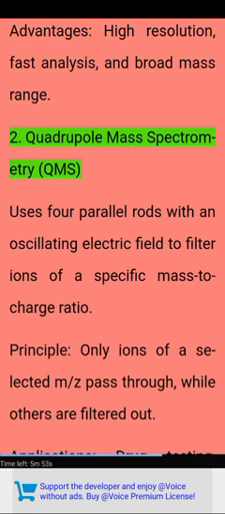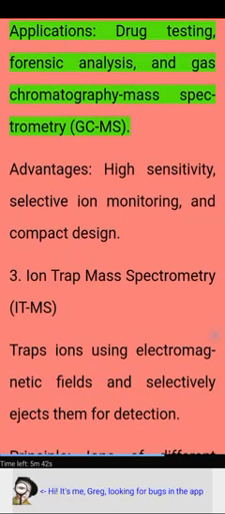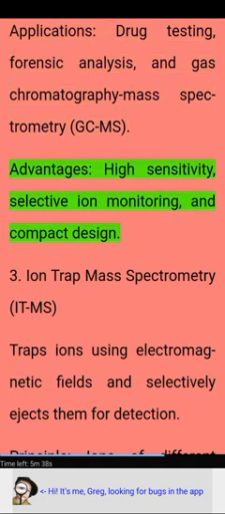2. Quadrupole mass spectrometry, QMS. Uses 4 parallel rods with an oscillating electric field to filter ions of a specific mass-to-charge ratio. Principle: only ions of a selected m/z pass through, while others are filtered out. Applications: drug testing, forensic analysis, and gas chromatography-mass spectrometry, GC-MS. Advantages: high sensitivity, selective ion monitoring, and compact design.